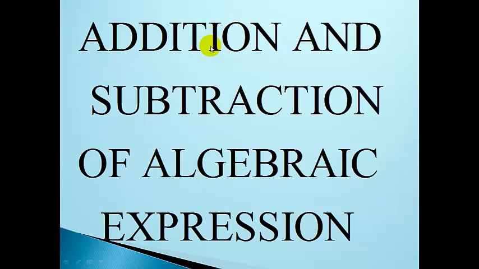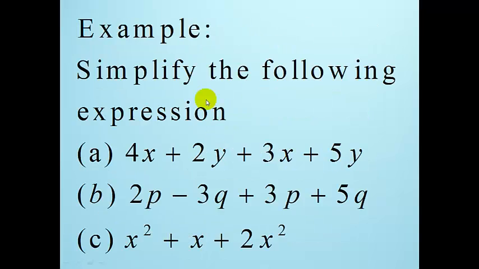Now let's look at addition and subtraction of algebraic expressions. Example, simplify the following expressions: A. 4x plus 2y plus 3x plus 5y. B. 2p minus 3q plus 3p plus 5q. C. x squared plus x plus 2x squared. Now these are the algebraic expressions we are given to simplify.